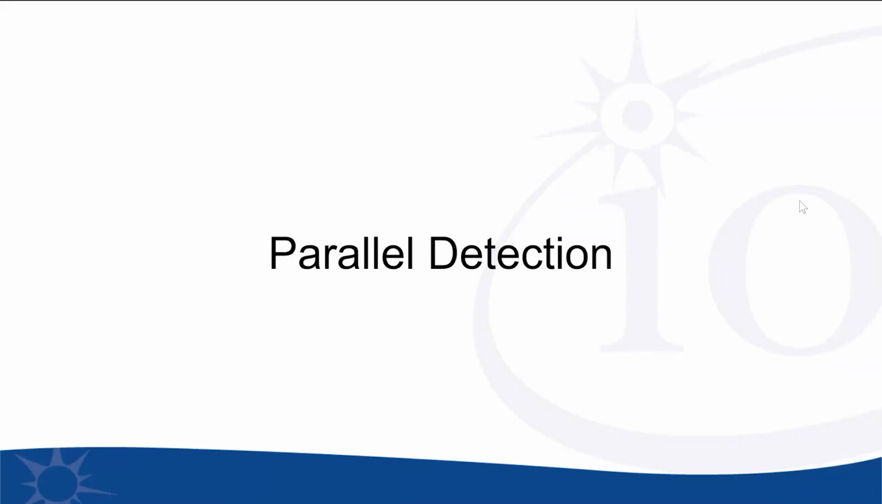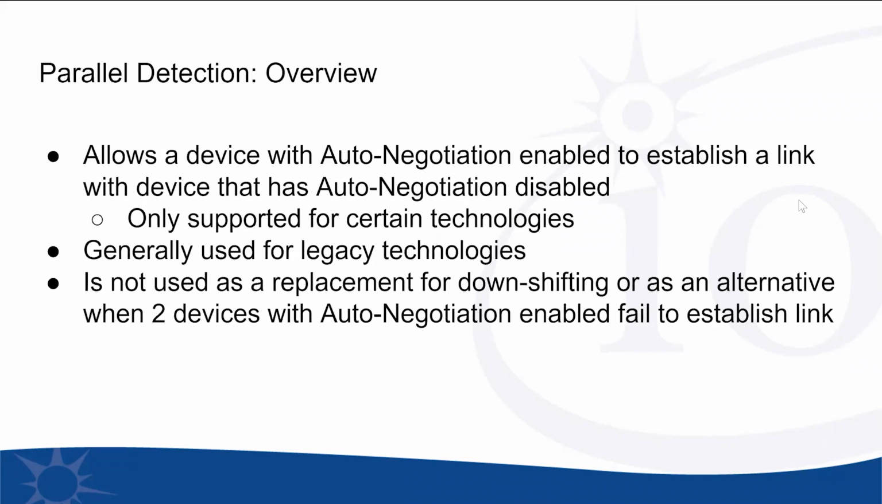Thanks, Sherry. So today I'm going to cover a couple of different questions that we received in our last webinar, as well as some that we received from the registration pages as we were prepping for this webinar. So we're going to start today with a parallel detection function. The parallel detection function allows a device with auto negotiation enabled to establish a link with a device that has auto negotiation disabled. Now this does only work for a small subset of technologies.